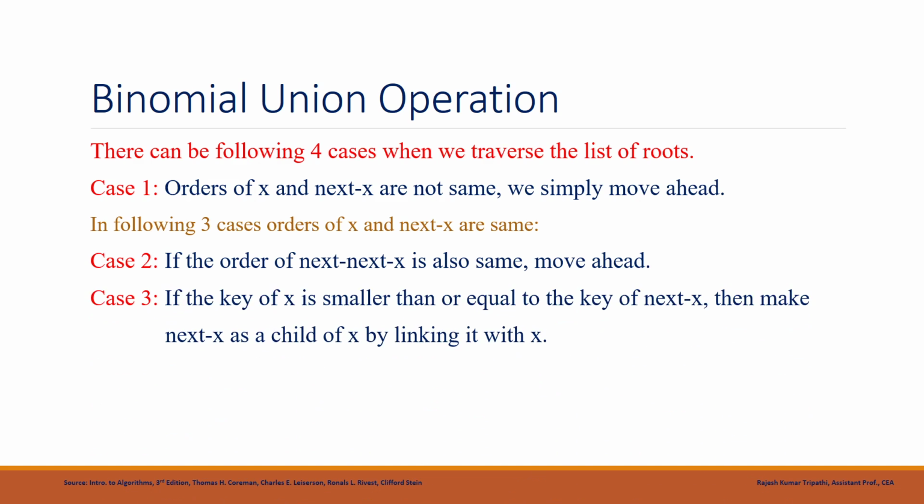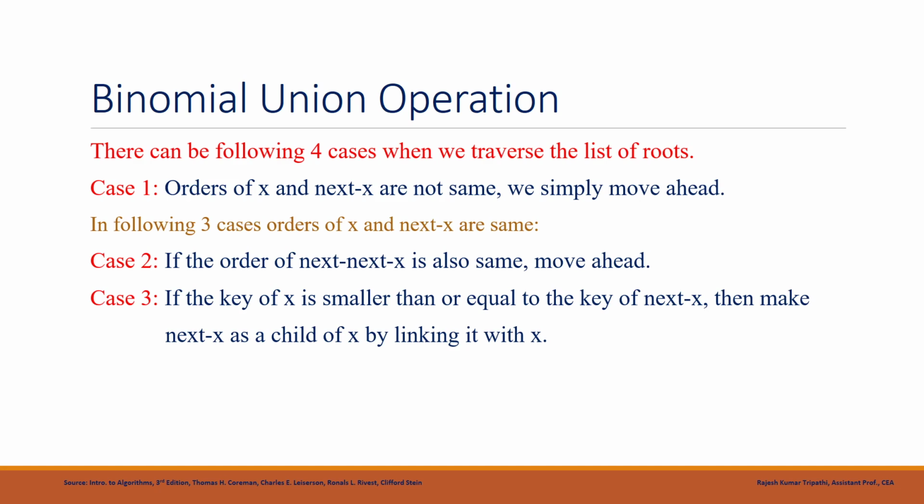In case of 3, if order of x and next x are same but order of next to next x is not same, in that case we will link the x and next x binomial trees into a single binomial tree.